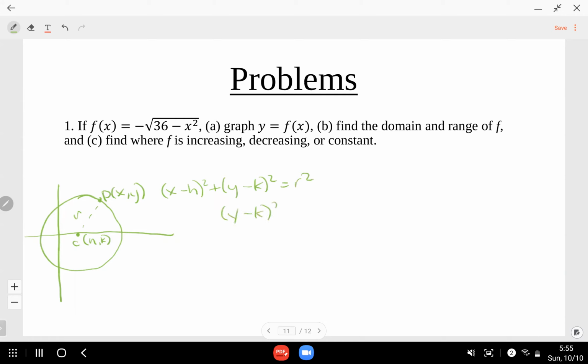And then what you get is y minus k squared equals r squared minus x minus h squared. And then what you need to find out is, since this is a bottom half of a circle, the absolute value of y minus k would be negative y minus k. So the square root gives absolute value of y minus k. It's going to be negative y minus k, which is k minus y. Okay.